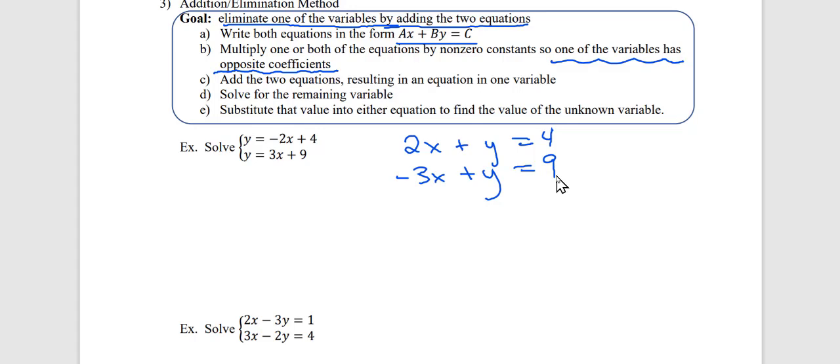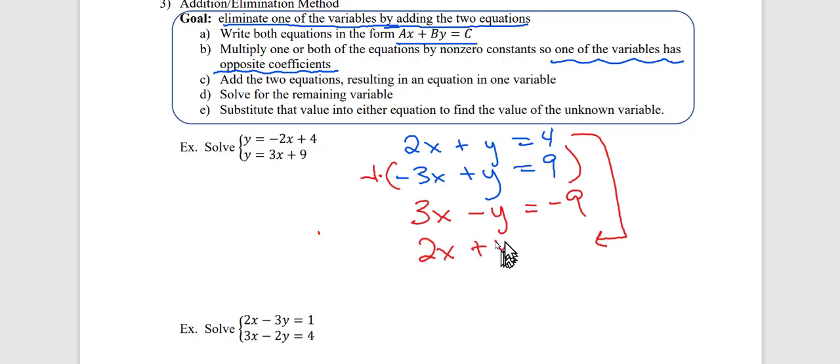Now our goal here is to have opposite coefficients on one of the variables. We are going to do that by multiplying this equation by negative 1. That'll give me 3x minus y equals negative 9. I'm going to bring this equation down, 2x plus y equals 4. I didn't change anything there, I just brought it down. I'm going to add these now. That gives me 5x plus 0, negative y plus y is 0, equals negative 5. I have eliminated the y.